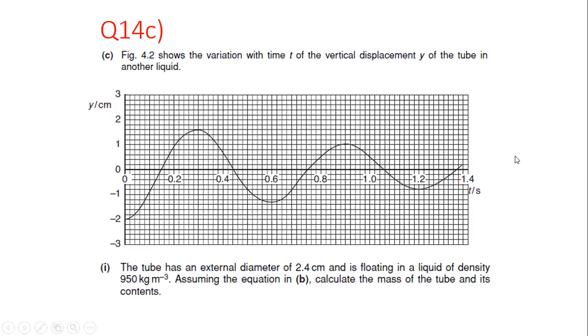No problem. On figure 4.2, figure 4.2 shows the variation with time t of the vertical oscillation y of the tube in another liquid. The tube has a diameter of 2.4 cm and is floating in a liquid of density, that's the density of the liquid. Assuming the equation in B, calculate the mass of the tube and its content.